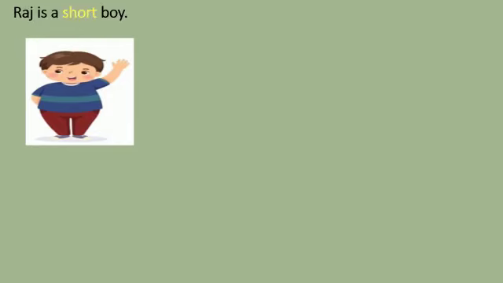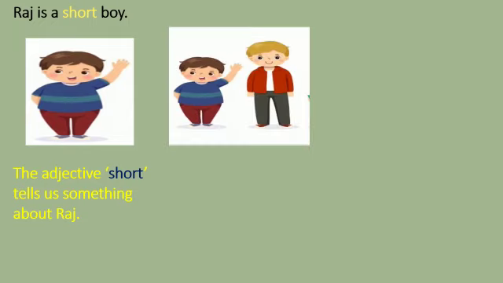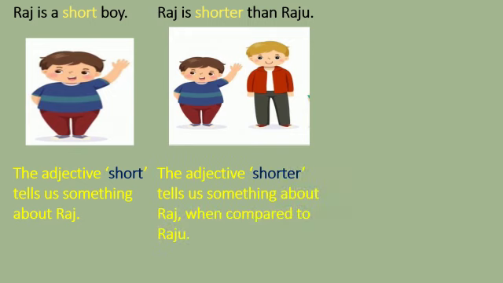Raj is a short boy. The adjective short tells us something about Raj. Raj is shorter than Raju. The adjective shorter tells us something about Raj when compared to Raju.